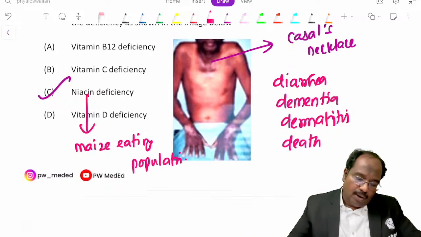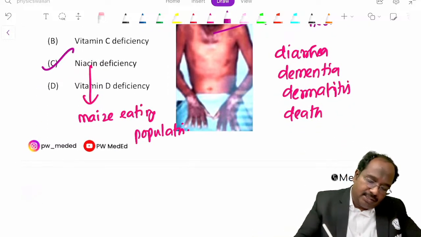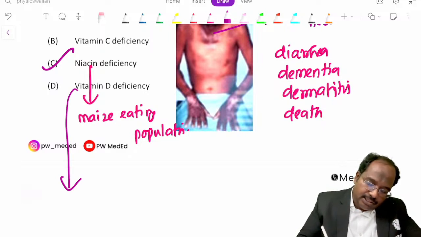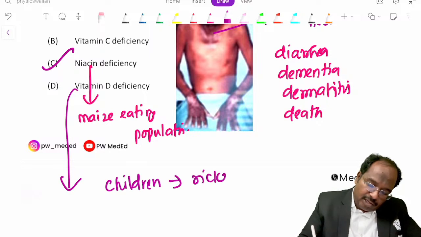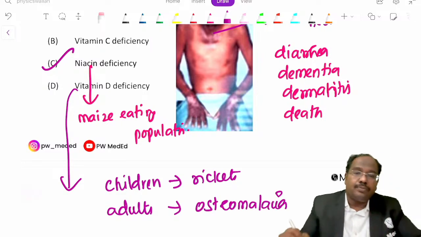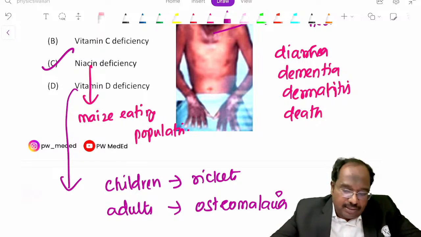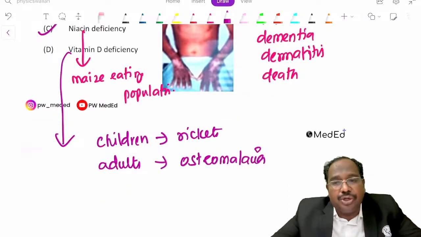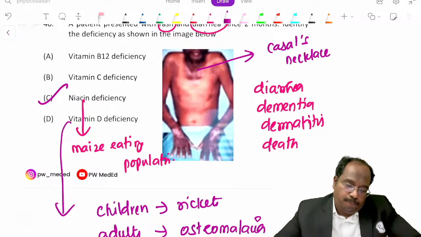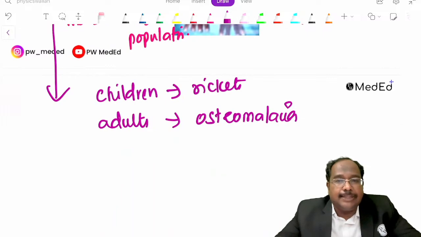Okay, fine. So what does vitamin D deficiency cause? In children, it causes rickets. In adults, it causes osteomalacia, guys. Osteomalacia. Okay, fine. Next.